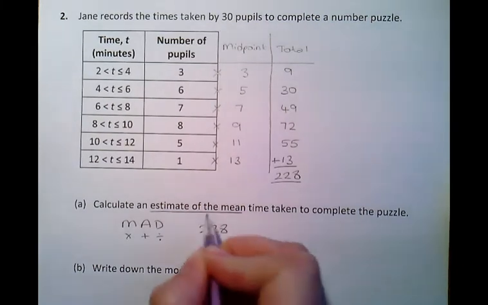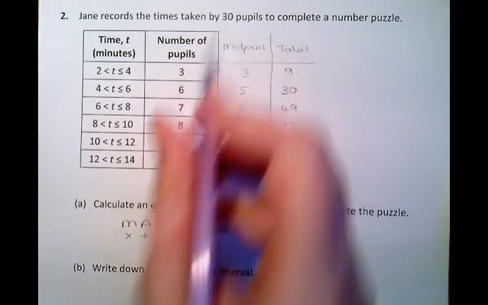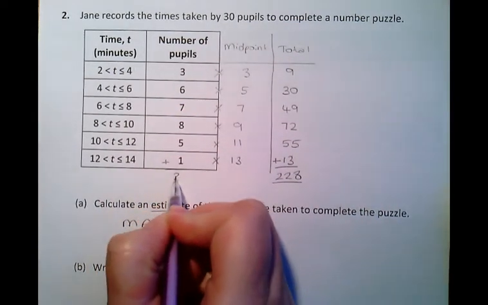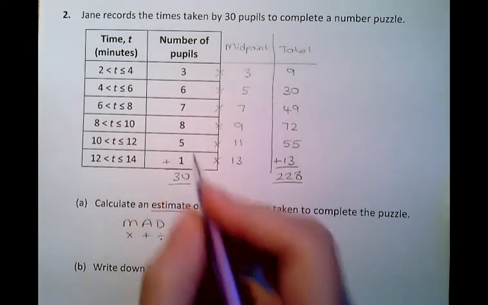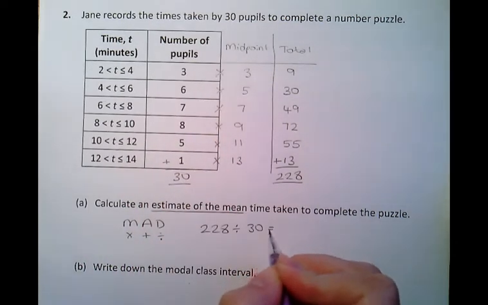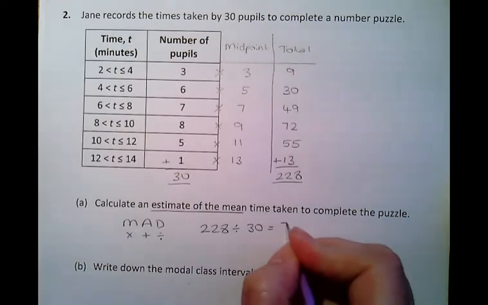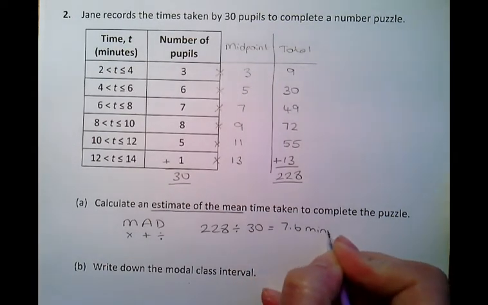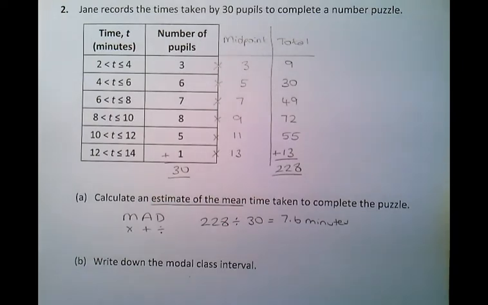And then for you to get your mean or your average, you would have to divide that by how many people. Again, they told you in the question it was 30, but if they didn't tell you that, you would need to go here and add up the number of pupils or the frequency. So 228 divided by 30 gets you 7.6 minutes. And you don't need to try to turn that into minutes and seconds or anything unless they specifically ask you to, but they didn't here, so I'm just leaving it as 7.6.